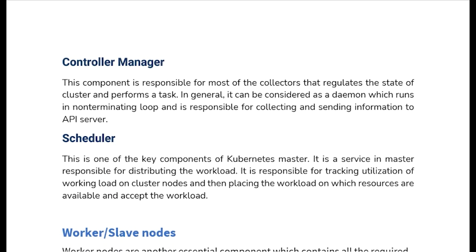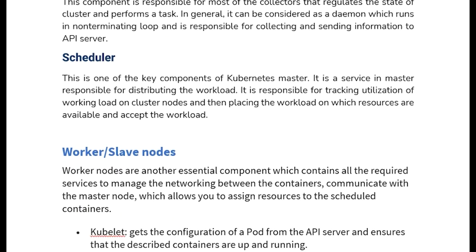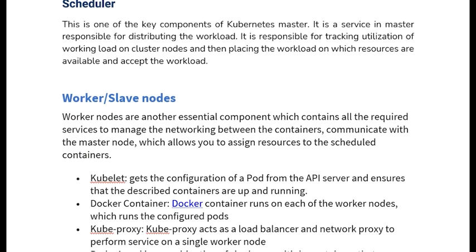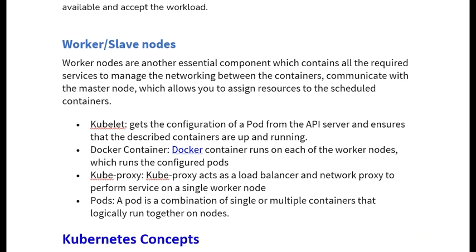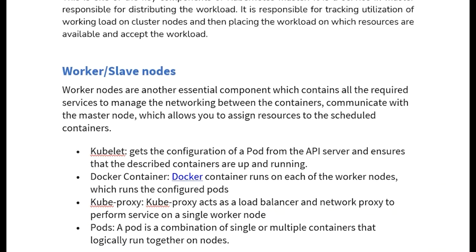Then we understand what the worker or slave node is. This is the most important thing in Kubernetes. Worker nodes are another essential component which contain all the required services to manage the networking between the containers, communicate with the master node, and allow assigning resources to the scheduled containers. The kubelet gets the configuration of pods from the API server and ensures that the described containers are up and running.